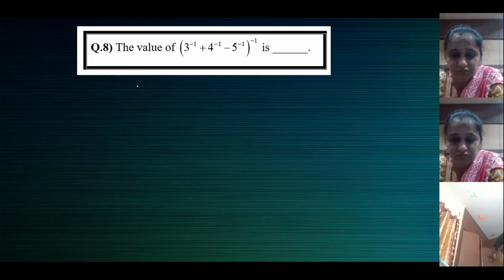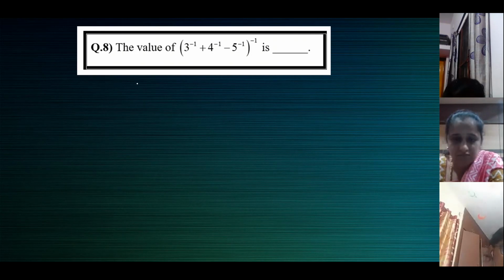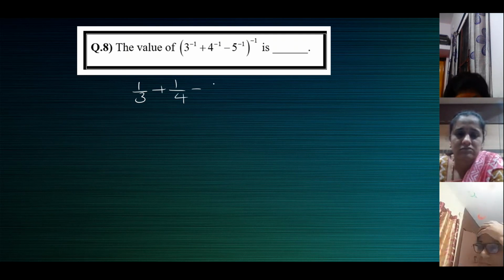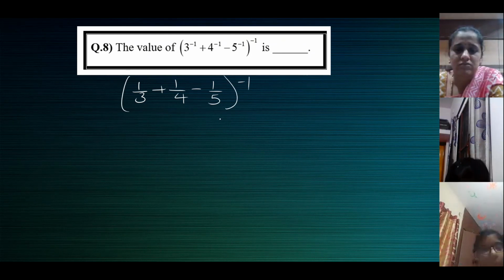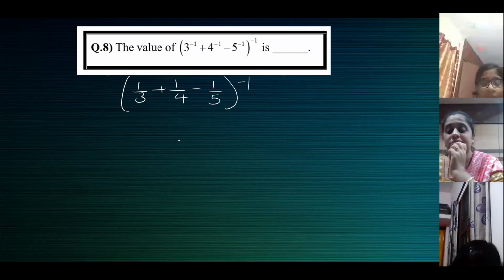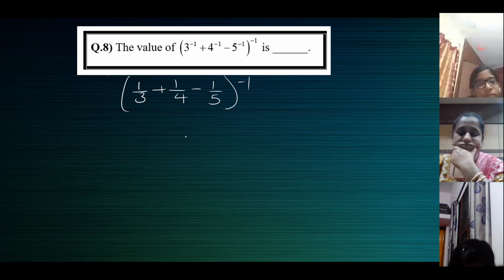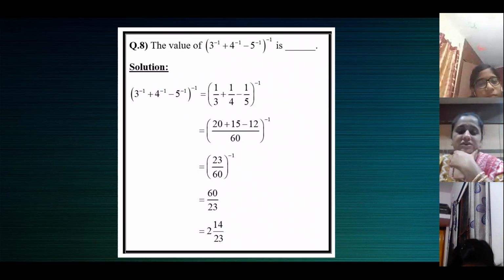How did you start? 3 power minus 1 plus 4 power minus 1 minus of 5 power minus 1, ma'am. That whole power minus 1. After that, I have taken the reciprocal of 3 is 1 by 3 plus 4, 1 by 4 and minus of 1 by 5, ma'am. Okay, to the power minus 1, correct? Yes, ma'am. Yeah, you're right. Ma'am, shall I change my answer, ma'am? Yeah. Ma'am, I did a silly mistake, ma'am. Ma'am, I'm getting 60 by minus 13, ma'am.